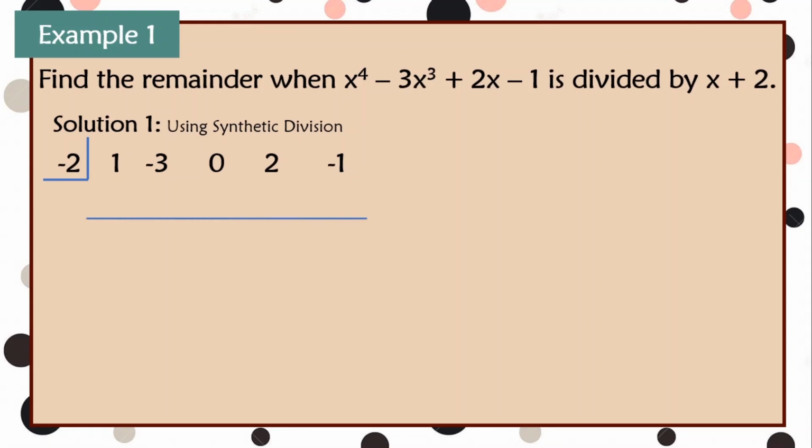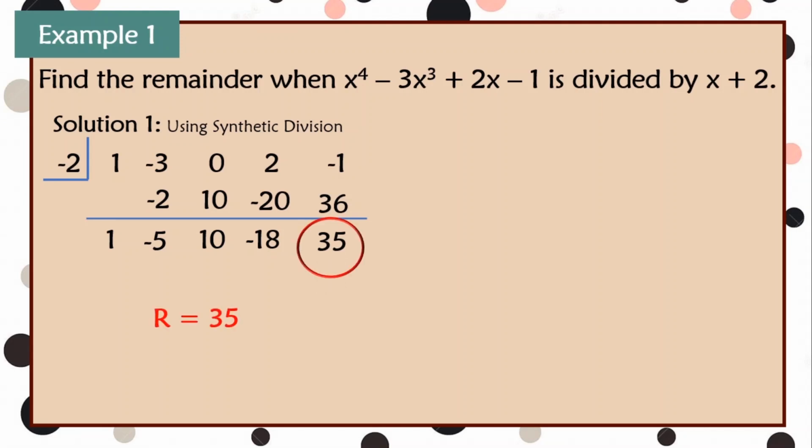And solve. Again, bring down the first coefficient. Bring down 1. Multiply. 1 times negative 2, that is negative 2. Add. Negative 3 plus negative 2 is negative 5. Multiply. Negative 5 times negative 2, we have positive 10. Add 0 plus 10 is 10. Multiply 10 times negative 2 is negative 20. Add 2 plus negative 20 is negative 18. Negative 18 times negative 2 is positive 36. And negative 1 plus 36 is positive 35. So therefore, our remainder is 35.